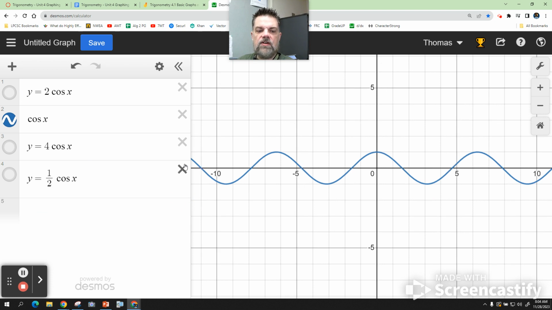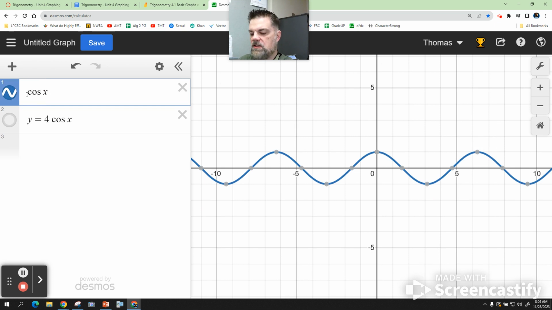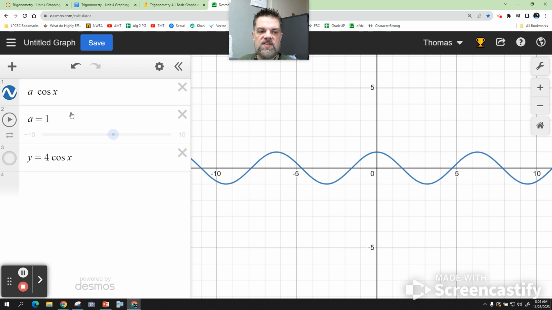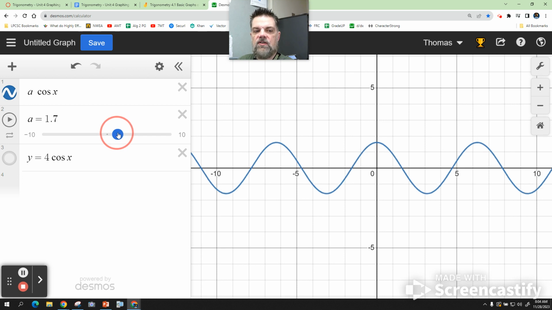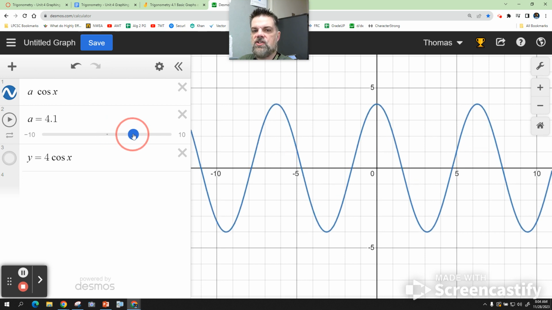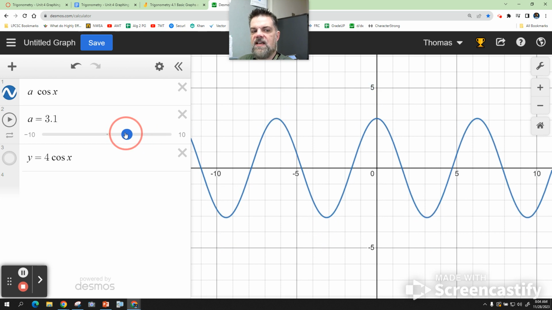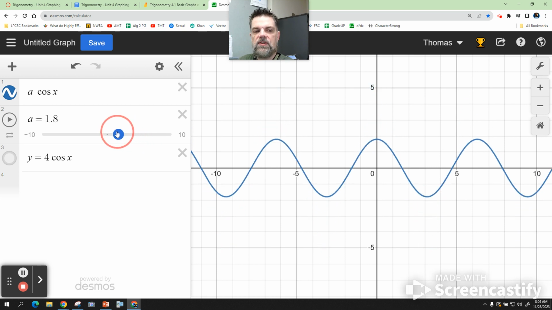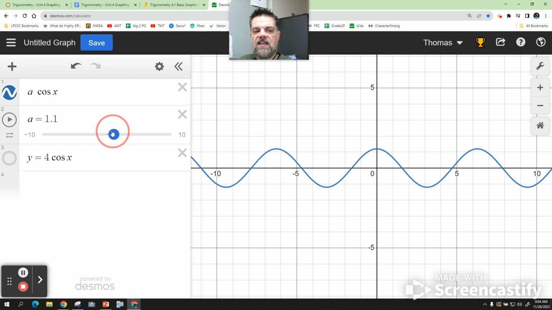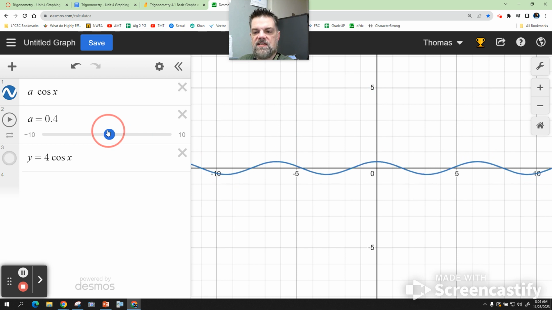Now another way that you could do this, and then I'll go back to the screen so you can write it down, I could say a times this and put a slider in there. So watch what happens when I change the value of a in real time. As I increase the value of a, it stretches it. So that's for values greater than 1. Now anything between 1 and 0, watch, as soon as a gets less than 1, it compresses it. See how that works?